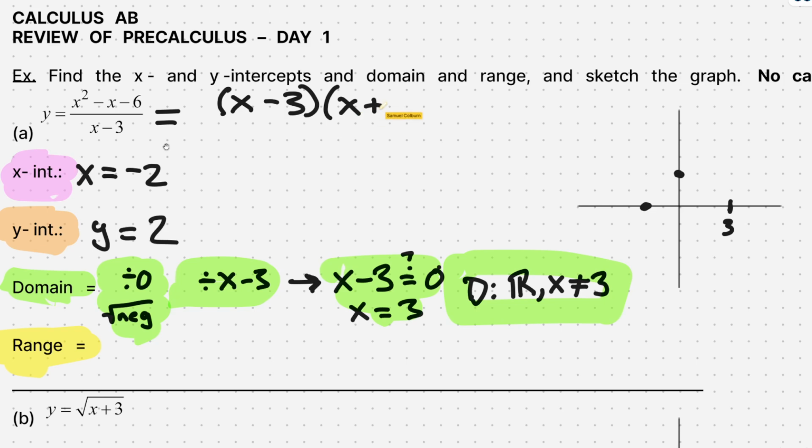And if I rewrite this factored, then I see here I have an x minus 3 on top, I have an x minus 3 on bottom. Technically, I'm dividing x minus 3 divided by itself. And so that's 1. And so what I'm left with is 1 times x plus 2. You may also know this as canceling.